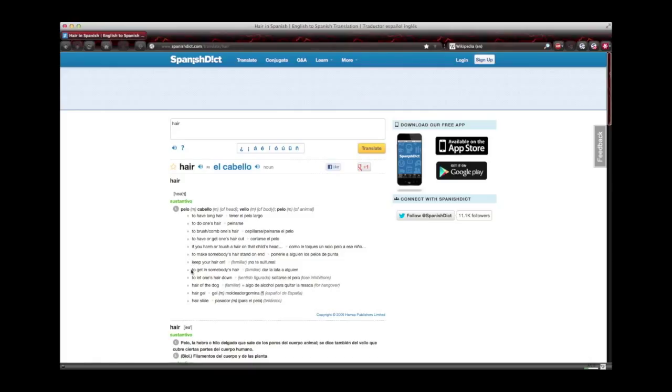For example, to get in somebody's hair. Dar la lata a alguien is the Spanish equivalent. Notice that they don't use the word for hair, cabello or pelo, anywhere in that expression. That's because instead of translating it literally, word for word, which would be almost useless, they give us the equivalent Spanish for it. The closest idiom or expression in Spanish to the English idiom to get in somebody's hair is dar la lata a alguien.